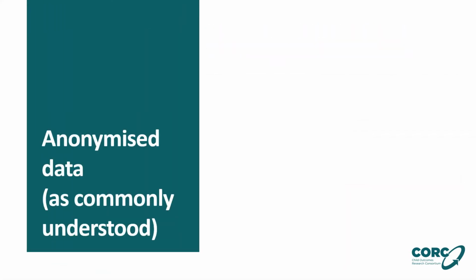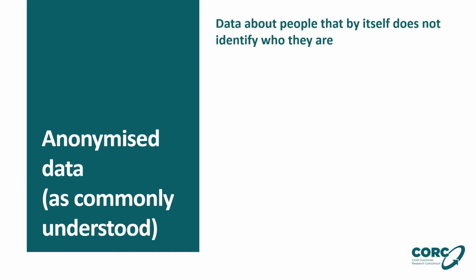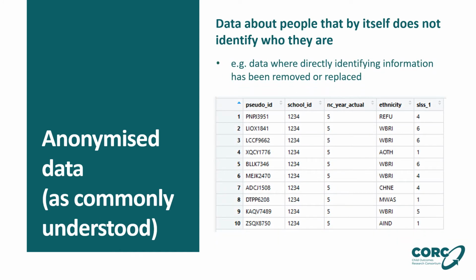When we talk about anonymized data, we usually mean data about people that by itself does not identify who they are. There may still be a possibility of ascertaining the identity of a person in the data, but not from the anonymized data alone. Turning identifiable data into anonymized data can be achieved in different ways. In the example here, names have been removed and the pupil ID number has been replaced by a different type of ID number called a pseudo ID.